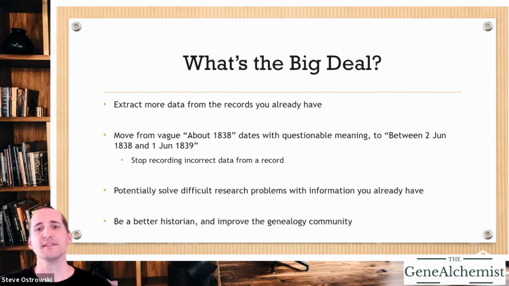So after you learn this method, I want us all to stop recording incorrect data from a record. We're all recording it incorrectly when we write about 1838. When you use this and you record in this manner, then you can potentially solve difficult research problems with information you already have. Like I said at the beginning, you can do this on existing records. So if you're stuck, especially on some of these early 19th century or 18th century records, here's a way that you can go back and apply this and potentially solve some of those difficult problems.